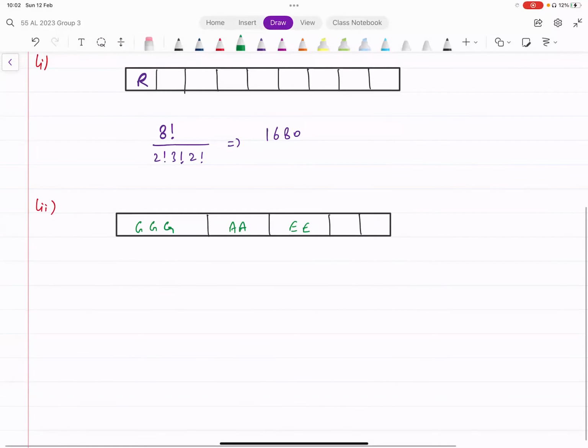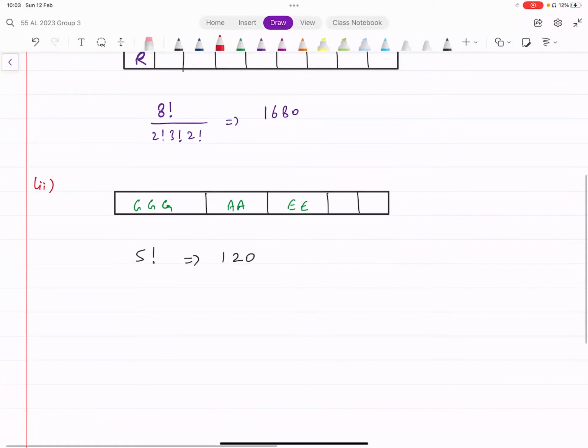And now we just find the arrangements. How many total boxes do we have? We have 5 boxes. All of them are different, so 5 factorial for that. And that's it, because the arrangements inside the boxes don't matter. They're all identical. So it's just going to be 5 factorial, just as simple as that. 5 factorial turns out to be 120. That's the second part. The arrangements inside the boxes don't matter in this case.